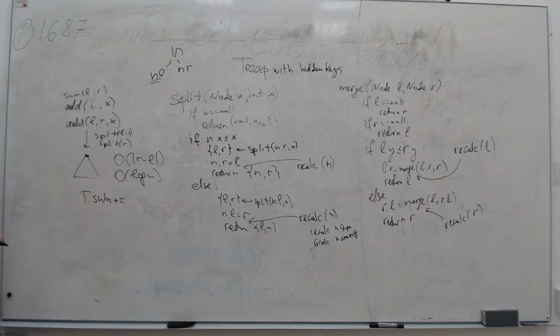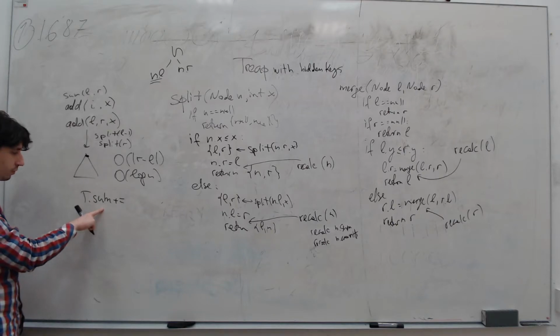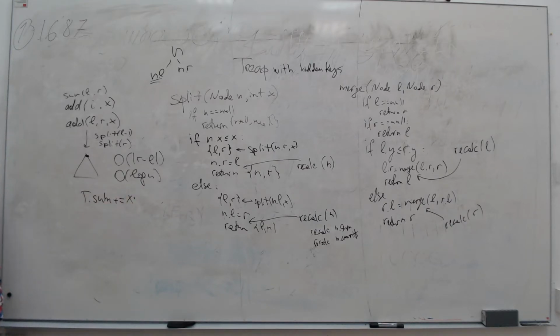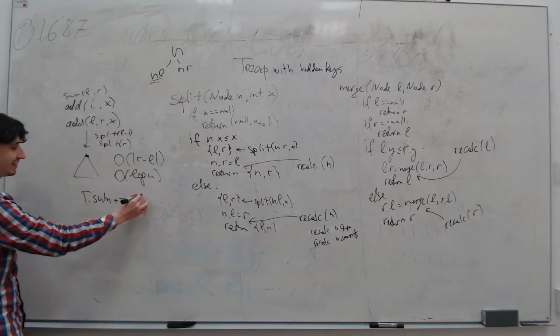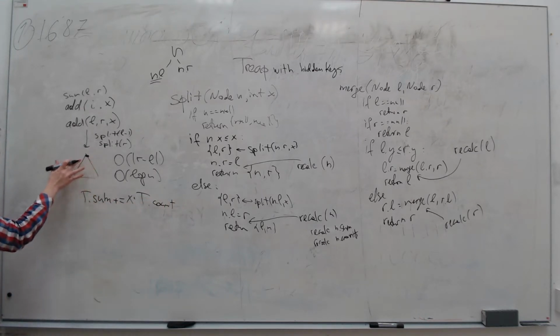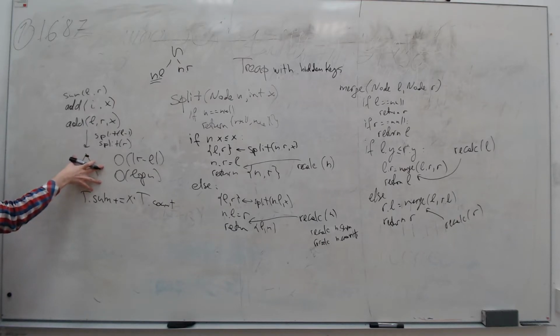So if we know the count and the sum, then what should we add to t.sum? You should add x times t.count. You maintain the count, so you have to add x for each of the elements there, the total number of elements. It's obvious. So it is t.count, and you multiply it by x.